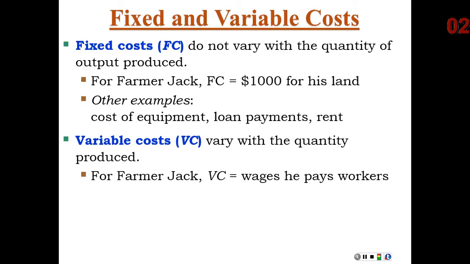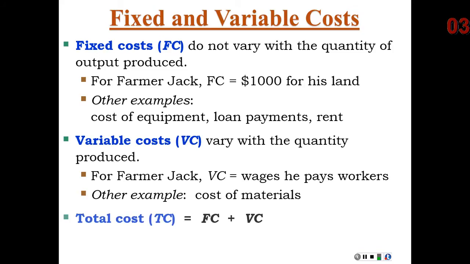The wages that Farmer Jack pays his workers will vary depending on the number of workers he hires, and the number of workers he hires will vary the amount of output that he can produce. Other examples of variable costs are cost of materials. Maybe Farmer Jack uses fertilizer. If he plans on planting 5,000 bushels of wheat, he's going to need more fertilizer, as opposed to leaving his land fallow one season, when he won't need any fertilizer. So that would be a cost that varies with the amount of output. Total costs for Farmer Jack are going to be fixed costs plus variable costs. Both of them together equal our total costs.